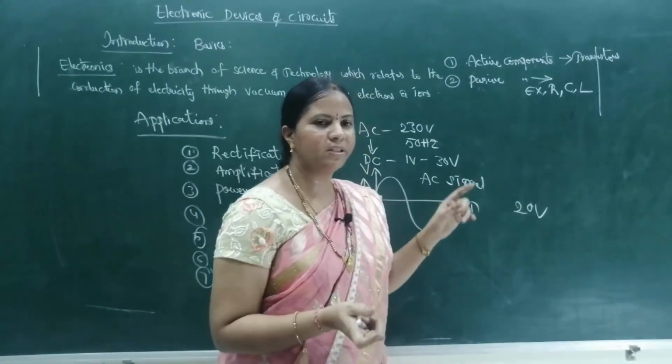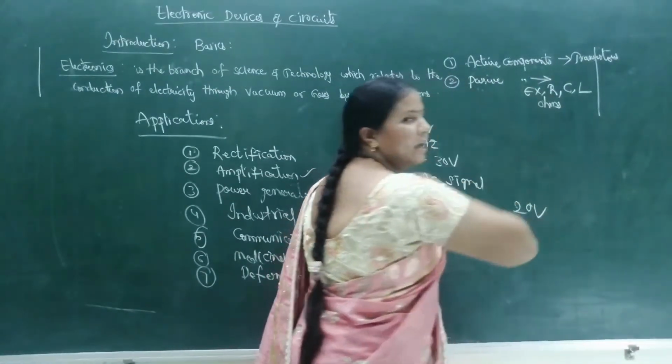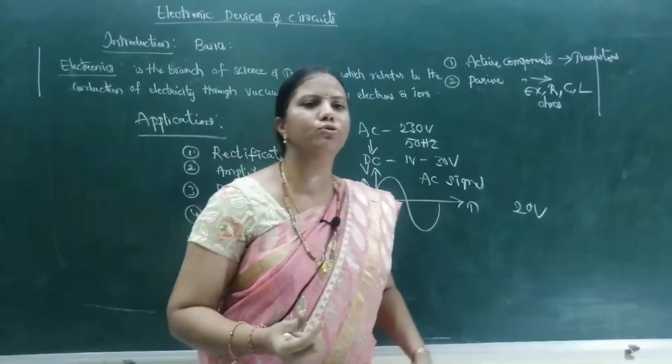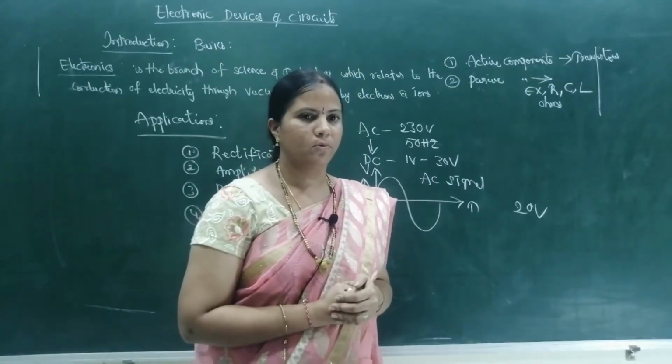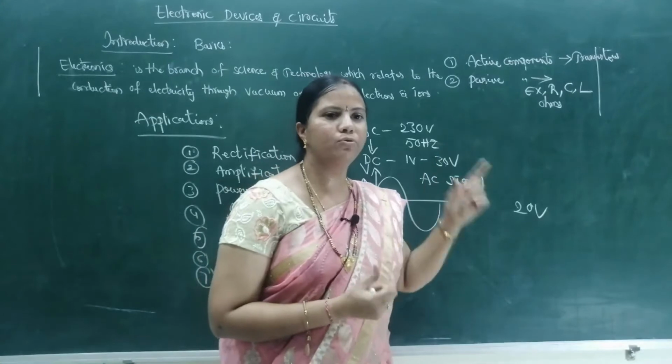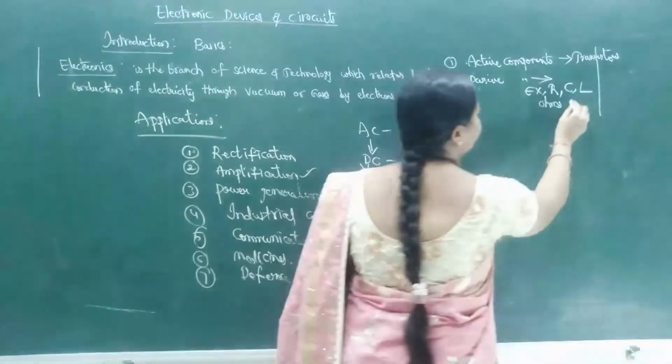Units are nothing but ohms. Resistor ki units entama ohms. Capacitor is used to store the energy in the form of a charge. Units are farads.